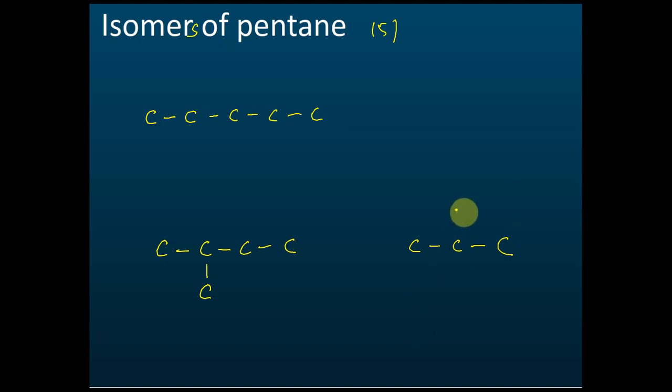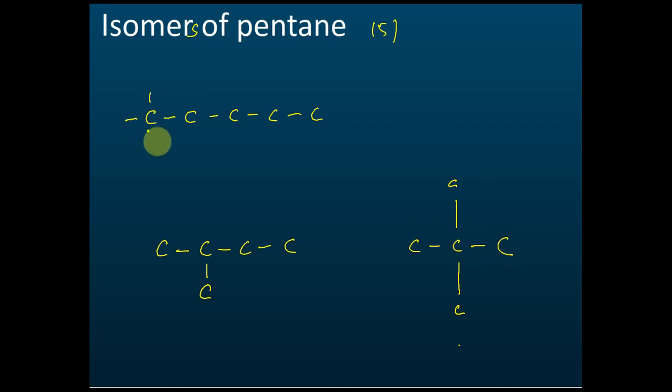So the branch can only attach to the carbons in the middle, and we have two branches. That's all. Okay, that's all the structures that you can form with five carbons. So 1, 2, 3, three isomers. So after you have determined the structure, only then do we add in the hydrogens.